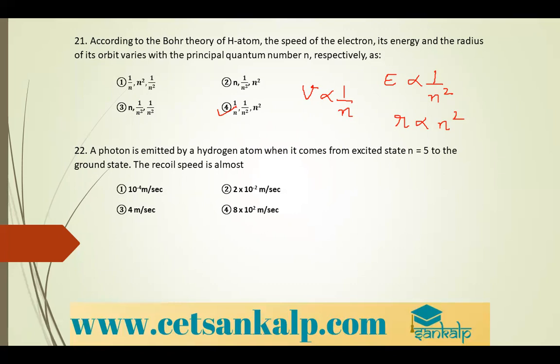Okay, so you are clear? Right. Next. A photon is emitted by a hydrogen atom when it comes from the excited state n equal to 5 to the ground state. The recoil speed is almost. You have the formula: P is equal to h mu by c. But P can be written as mv, which is equal to h mu by c. So v is equal to h mu by mc.